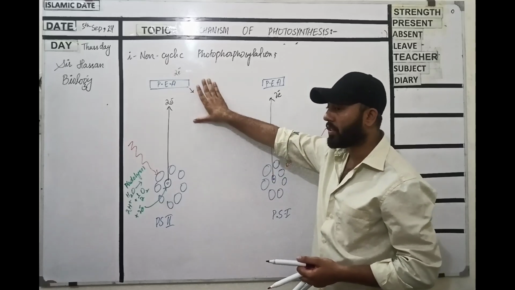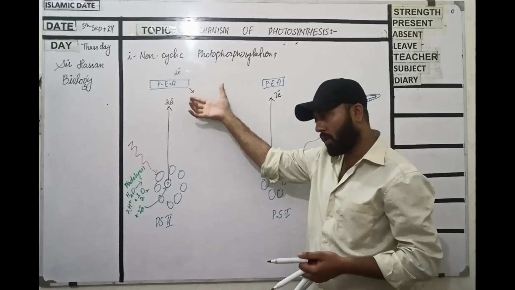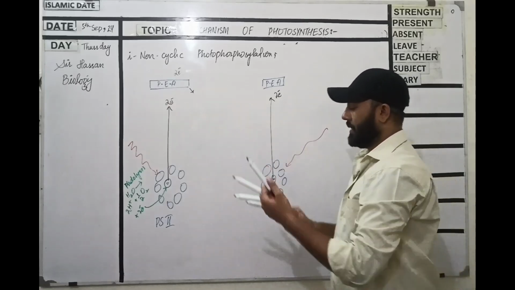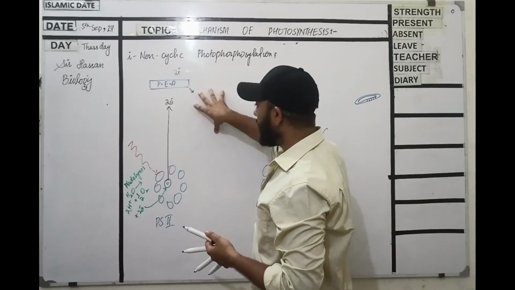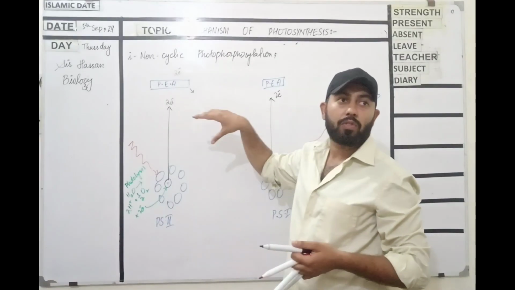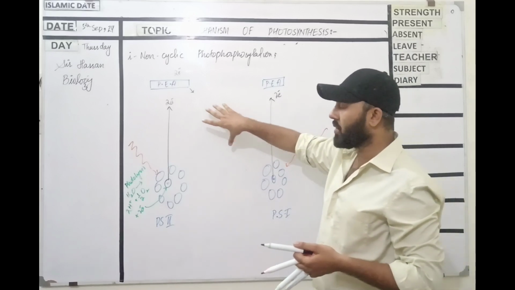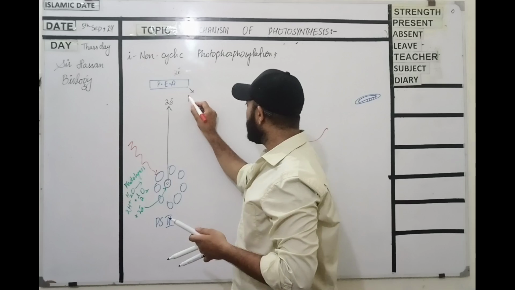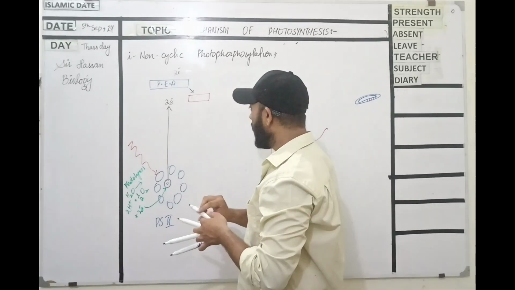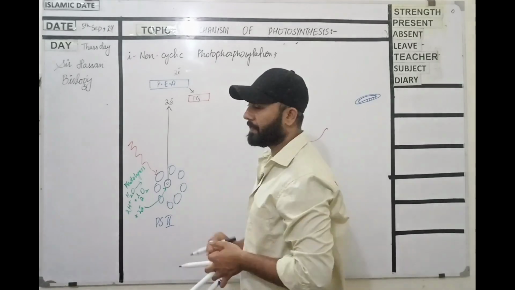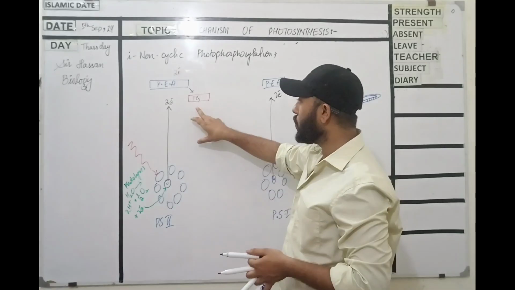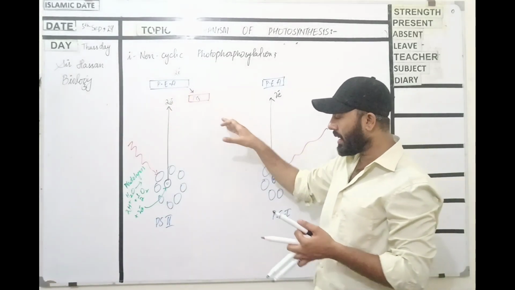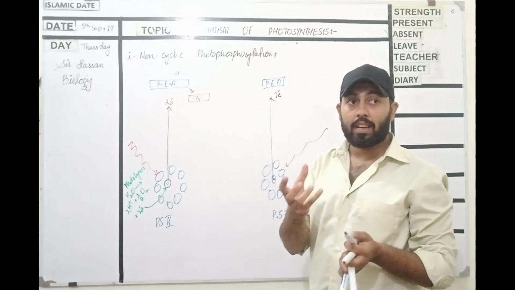Now, how these two electrons are going to travel towards this photosystem 1, we are going to see. It is actually a series of enzymes, a series of molecules which are going to transfer electrons towards the photosystem 1. The first molecule is PQ, plastoquinone, which is going to receive two electrons from the primary electron acceptor and then transfer it to the next molecule, which is actually a complex molecule.